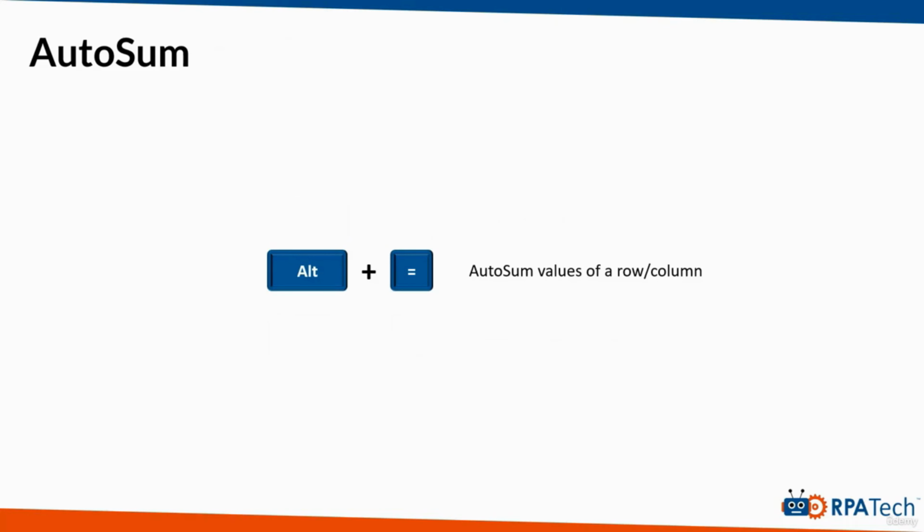By pressing Alt and equals on your keyboard, you can perform quick calculations on row or columns of data. This shortcut automatically adds up the values in the selected column, saving you time and effort. No need for manual entry or formula writing. Let Excel do the math for you with just a simple keystroke.